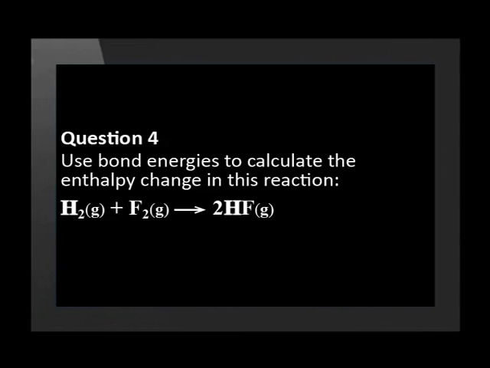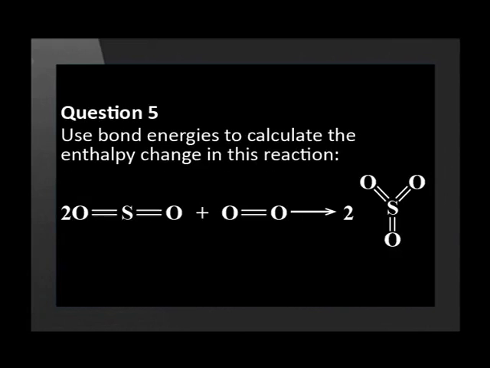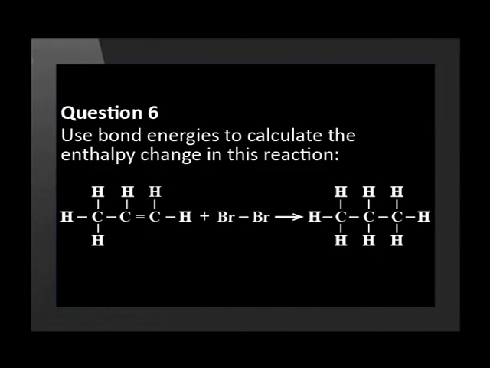1 mole of hydrogen reacts with 1 mole of fluorine to form 2 moles of hydrogen fluoride. Use bond energies to calculate the enthalpy change in this reaction. 2 moles of sulfur dioxide react with 1 mole of oxygen to form 2 moles of sulfur trioxide. Use bond energies to calculate the enthalpy change in this reaction. 1 mole of propene reacts with 1 mole of bromine to form 1 mole of 1,2-dibromopropane.